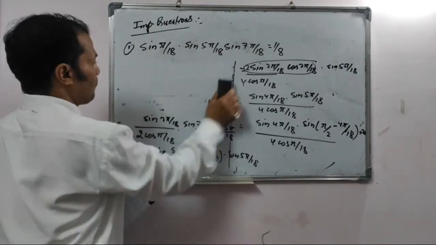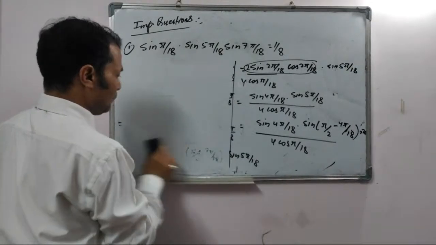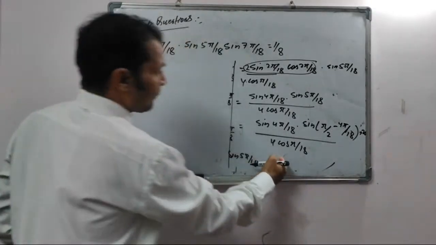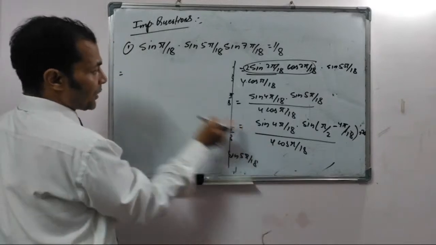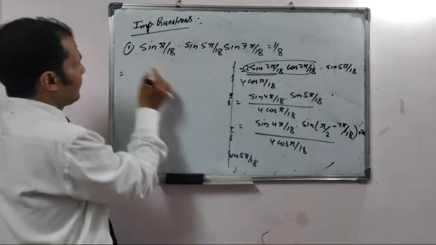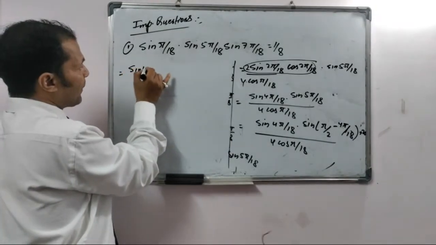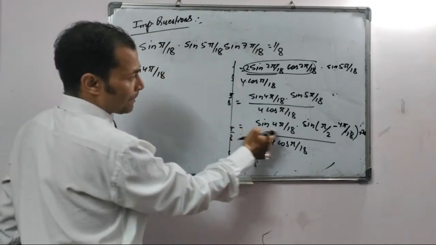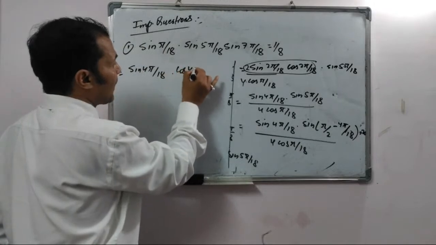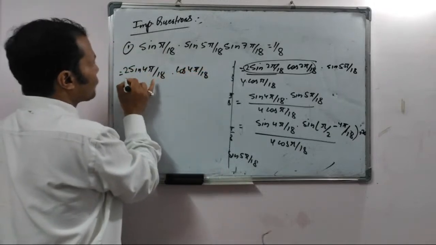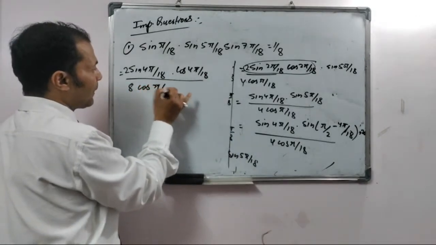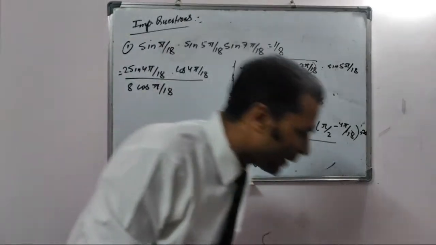Now look at what we got over here, from here. The denominator is 4. So sin 4 pi by 18, this one. And here 90 minus theta again. Sin 90 minus theta is cos theta, cos 4 pi by 18. I'm putting one more 2 over here, and downwards 8 cos pi by 18. Okay?